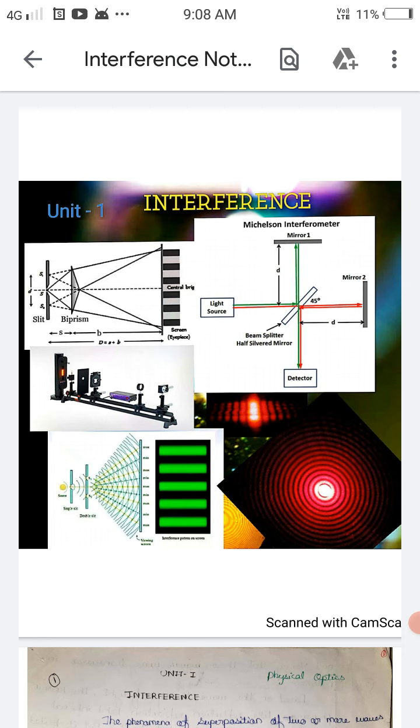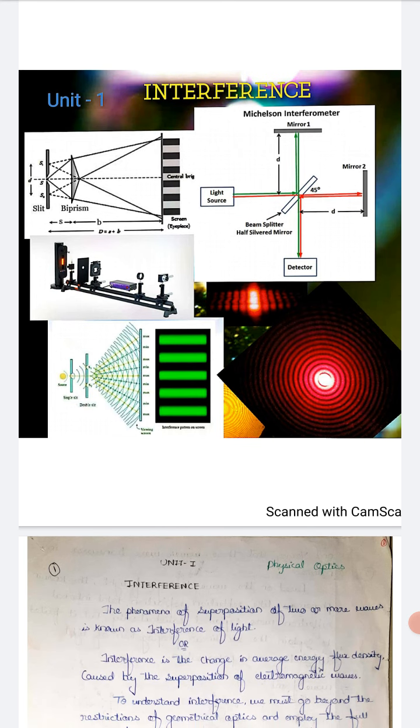Today, class BSc portion, subject physics. Topic name is interference. Unit 1 is interference. Okay, now I would like to discuss that.